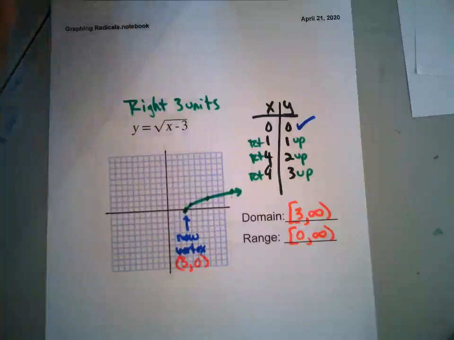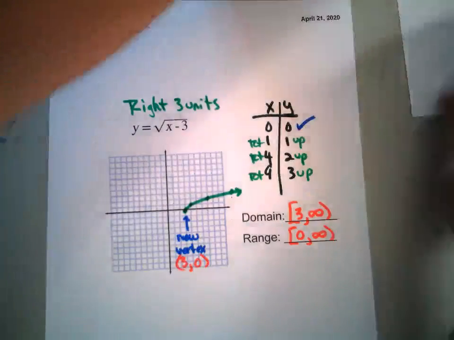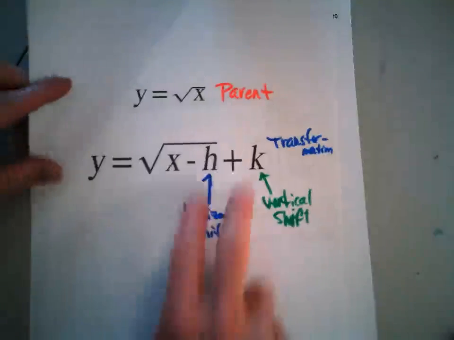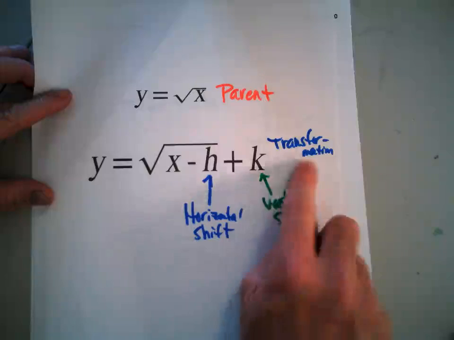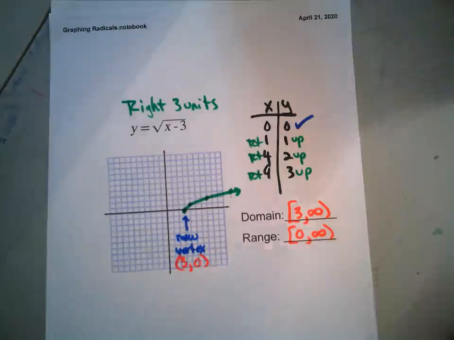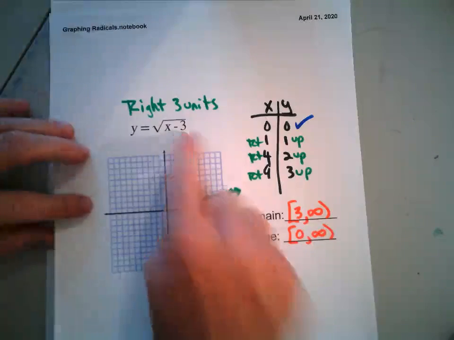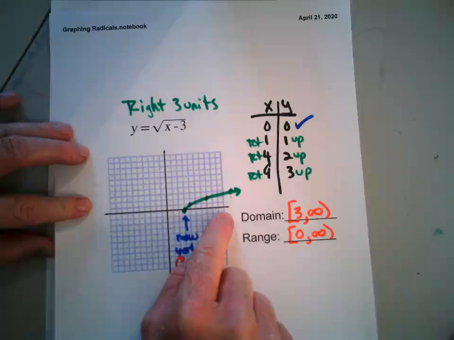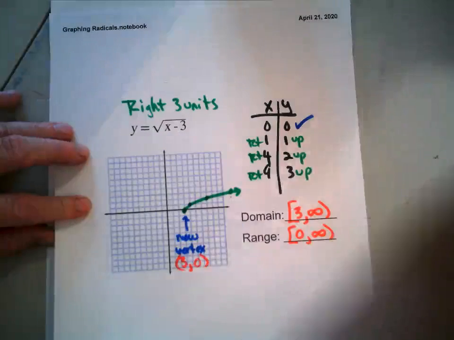So, as I was saying earlier, it really helps to understand what this h and this k do. They are the horizontal and vertical shifts, which are the transformation of the new graph. So this number 3 is what caused the whole graph to move over 3 units to the right. And every single point from its parent function moved over to the right 3 points.